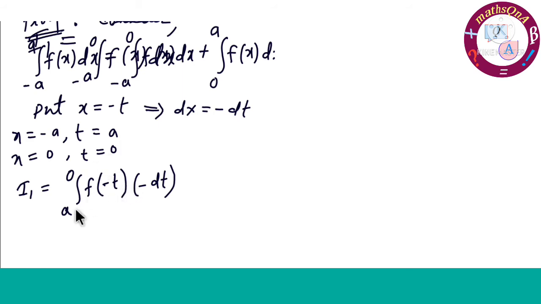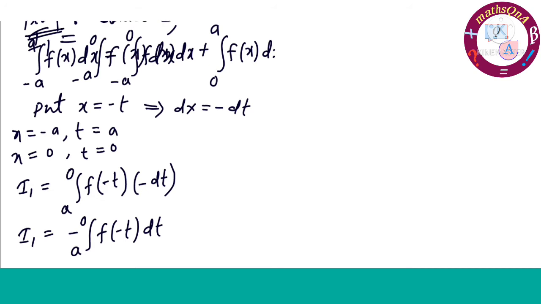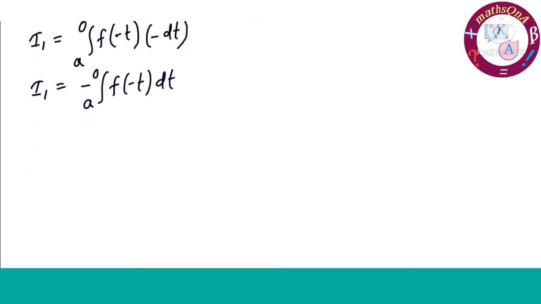Okay, so next, I1 is equal to C, minus dt is there, bring the minus outside, so minus integration of a to 0 f of minus t dt. Okay, so now I1 is equal to... we want to remove this minus, so what do we do? Interchange the limits.